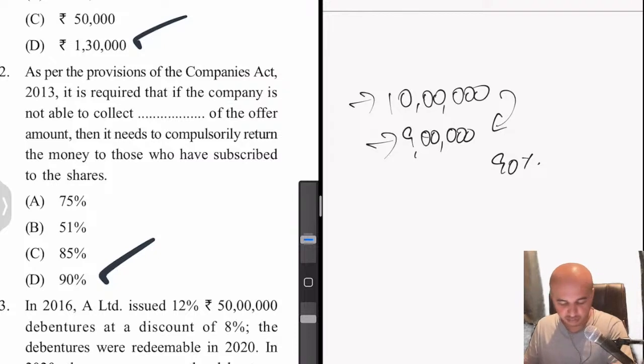Otherwise, we'll have to return the money to the subscribers, the ones who have already paid. We'll have to return that money if you don't hit that threshold limit of 90%. So that is the thing.